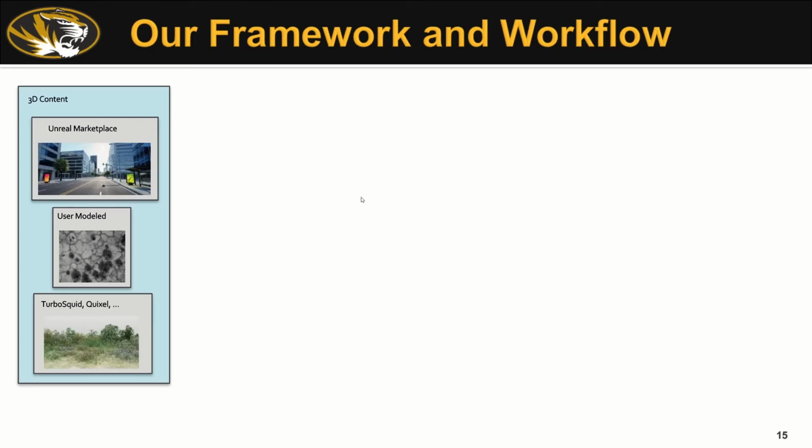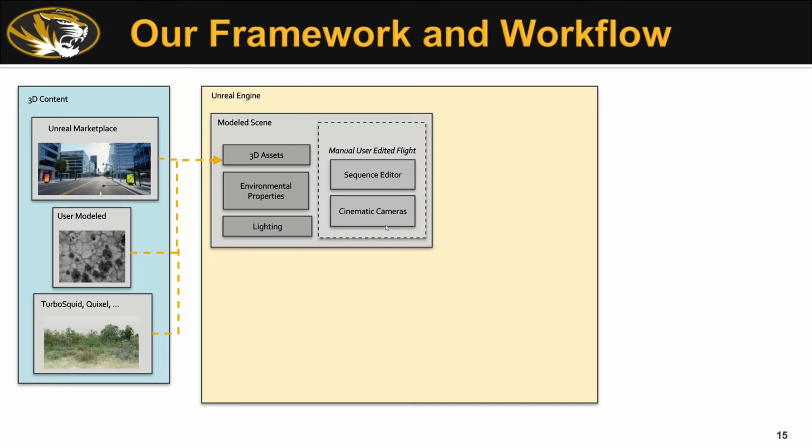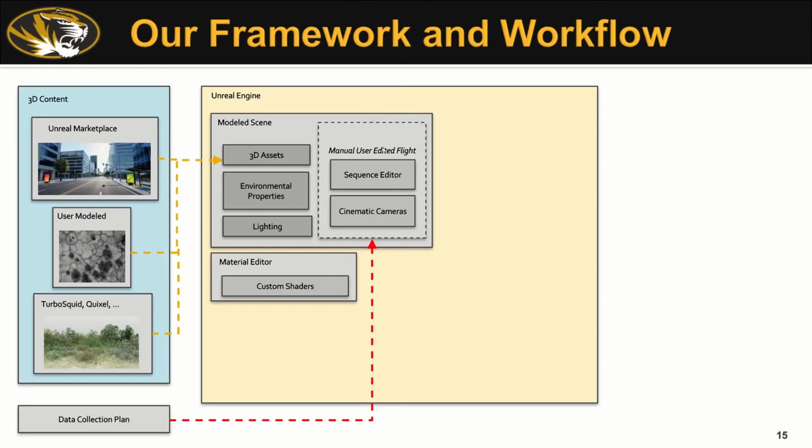So here's our big framework. We've got our 3D content coming in from Unreal or our user-modeled content, and all of that goes into our modeled scene. We've got environment properties and lighting. We've got a sequence editor and our cinematic camera, which we can use with the sequence editor to create keyframes, which get interpolated to output data, essentially creating a data collection plan.